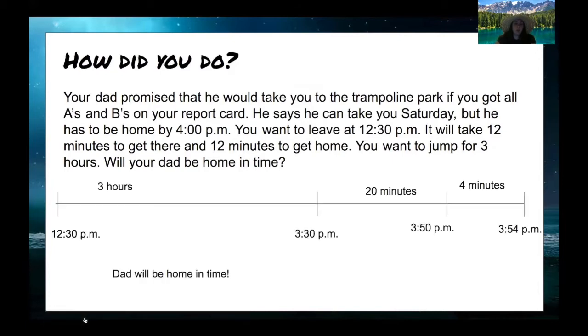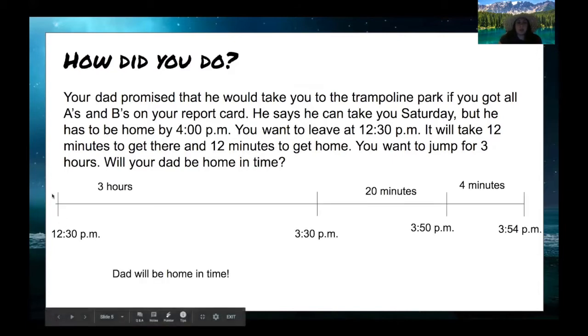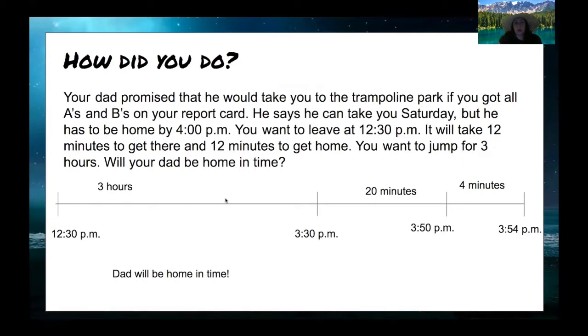So will you be home by 4 o'clock? If you leave at 12:30 p.m., I just count on those 3 hours first. So I start with my hours: 12:30, 1:30, 2:30, 3:30. Then I decided, well, I could do 12 minutes and 12 minutes. I'm going to add those together. So I said 24 minutes.